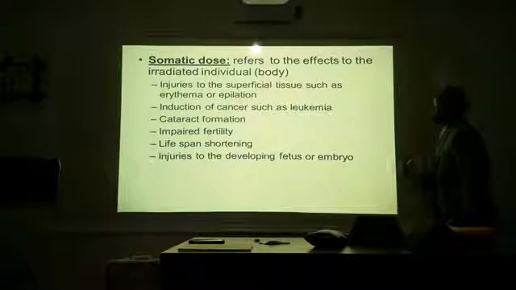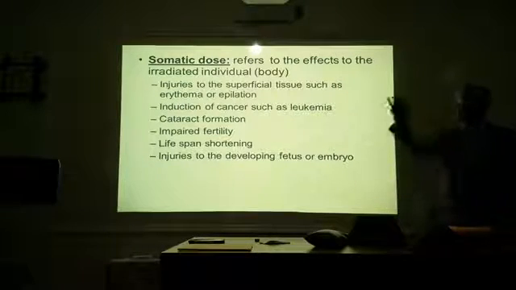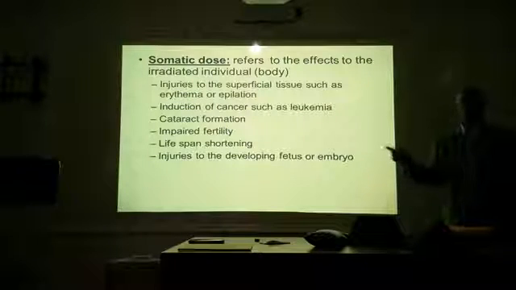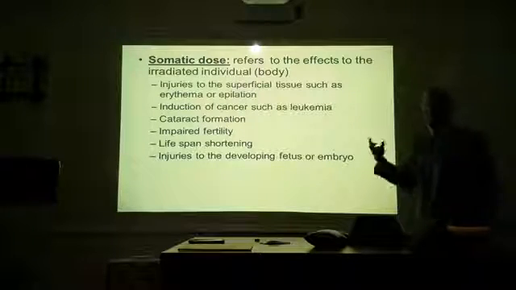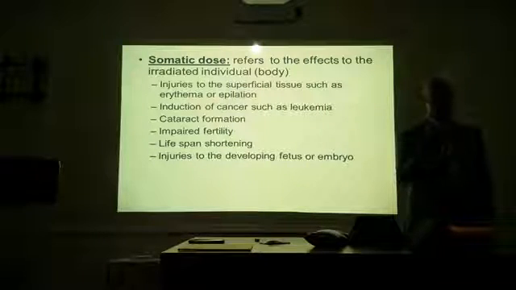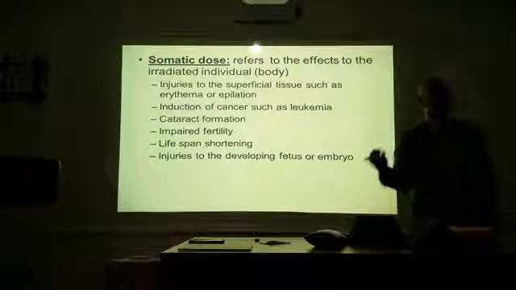Induction of cancer, such as leukemia, also is under the category of somatic effect. So cancer, cataract formation. That's why we tell you, if you happen to be in the room, to wear some leaded glasses to protect your eyes, because your eyes can form cataracts from exposure to radiation.